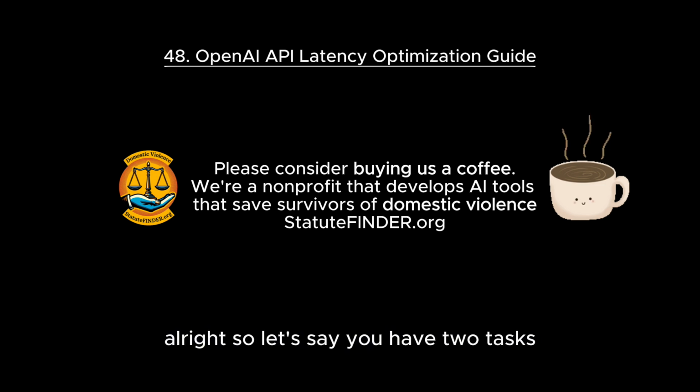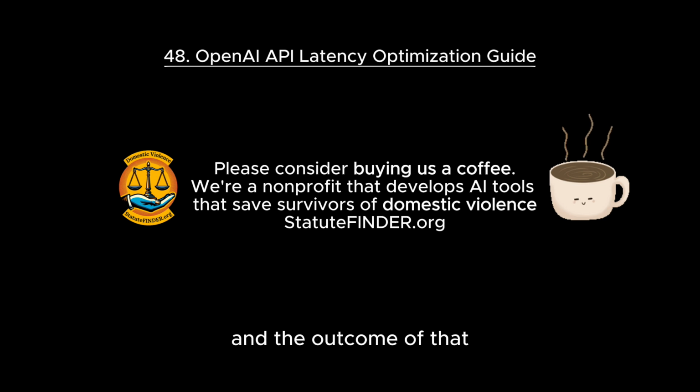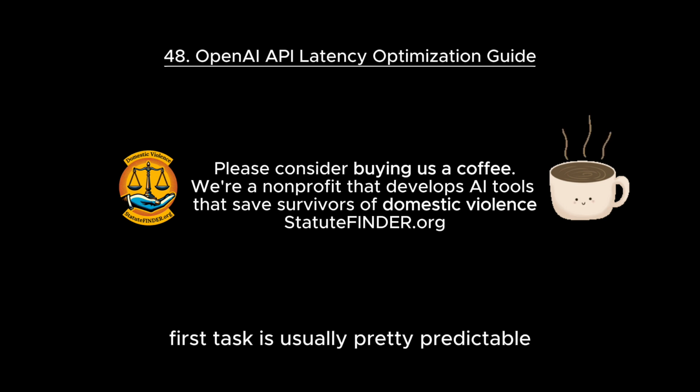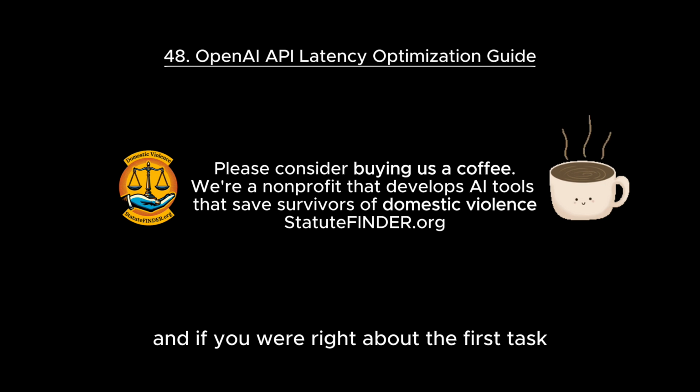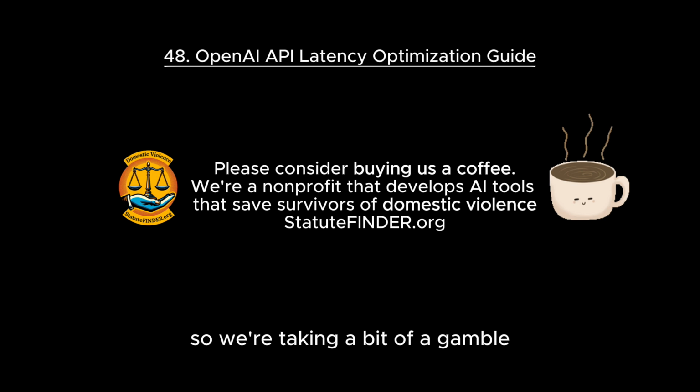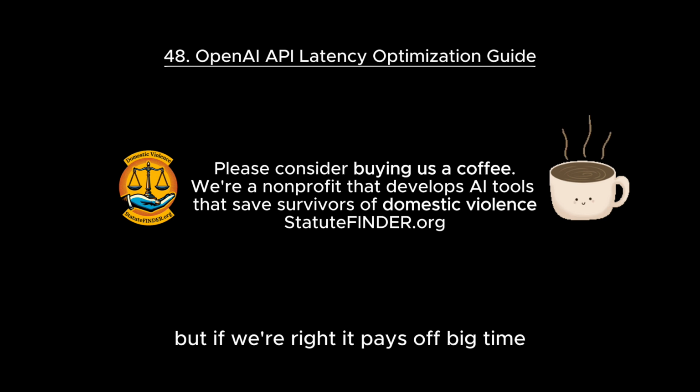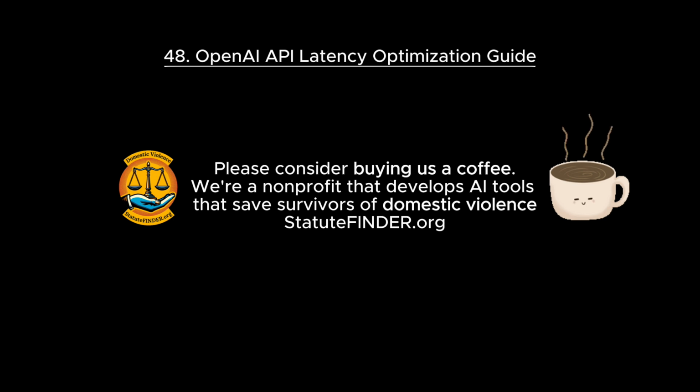All right. So let's say you have 2 tasks. And the outcome of that first task is usually pretty predictable. You can actually start both tasks at the same time. And if you were right about the first task, you've basically saved yourself all that time you would have spent waiting. So we're taking a bit of a gamble, but if we're right, it pays off big time.